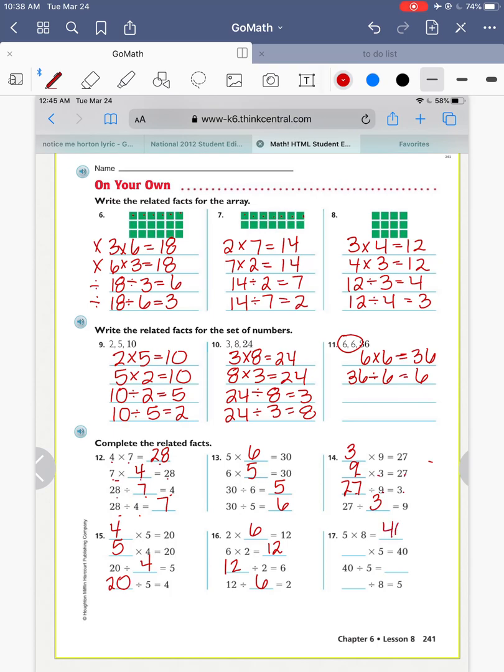5 times 8 is 40. So then 8 times 5 is 40. 40 divided by 5 is 8. And then 40 divided by 8 is 5.